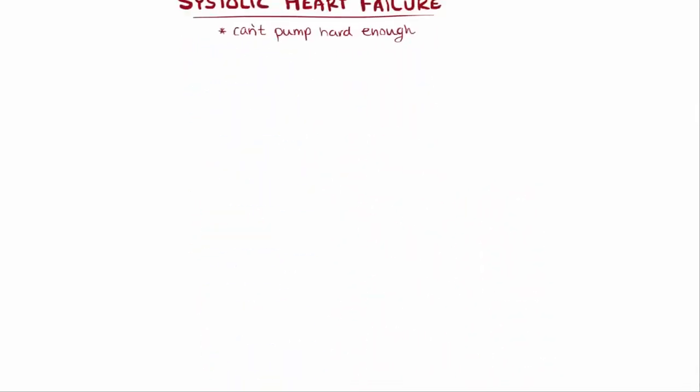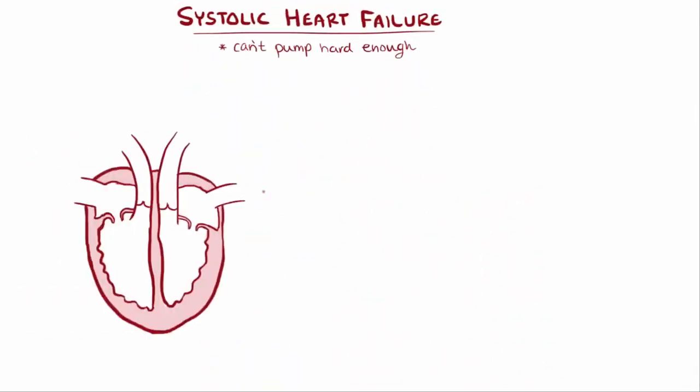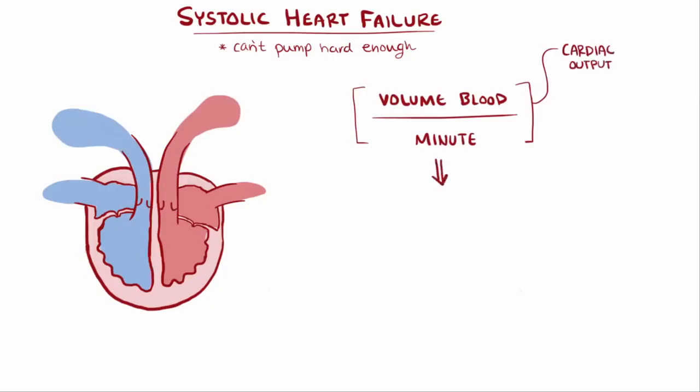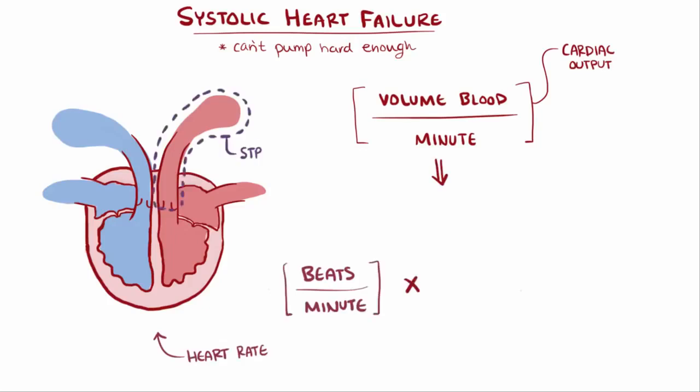Alright, so first up is systolic heart failure. Kind of a mathematical way to think about this one is that the heart needs to squeeze out a certain volume of blood each minute, called cardiac output, which can be rephrased as the heart rate, or the number of beats in a minute, multiplied by the stroke volume, the volume of blood squeezed out with each heartbeat.